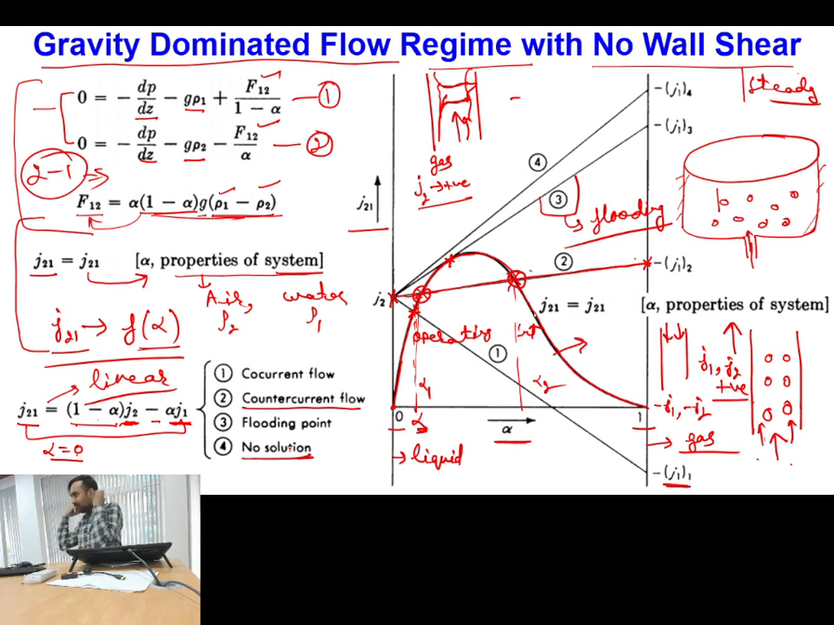But in reality, something will happen. Whatever will be happening, just now I have shown what can happen. So in a physical system, if you are flowing something, something will happen, but that will not give you a fixed value of void fraction or a particular type of flow regime. That will give you different types of chaotic situations.